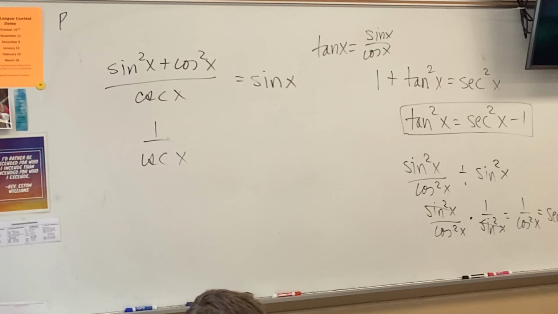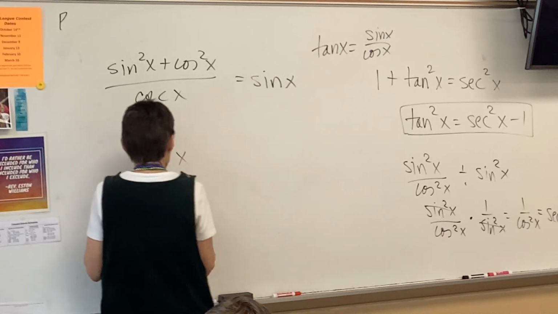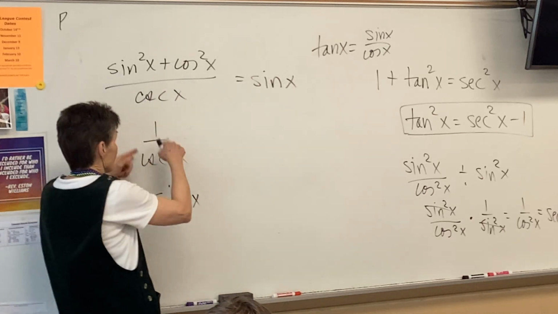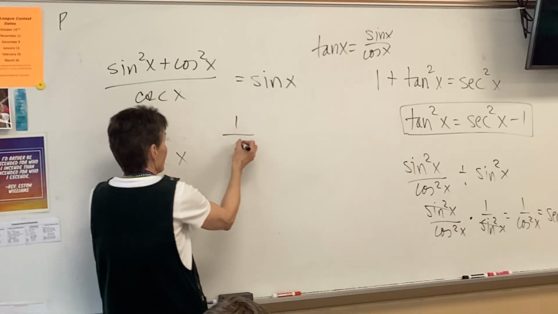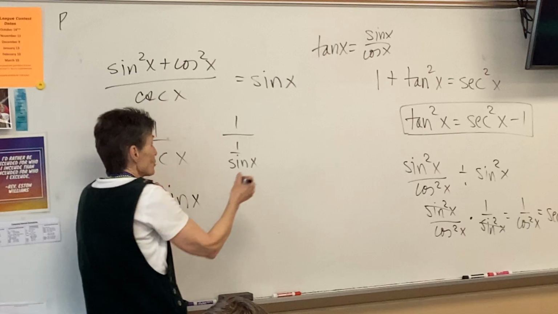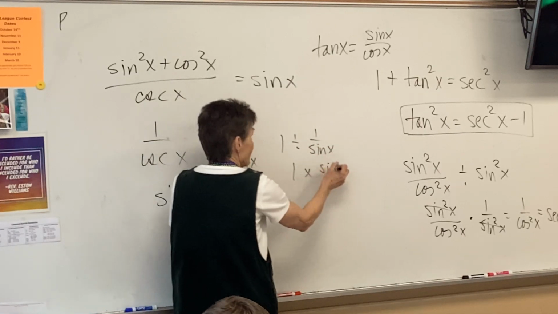What is the reciprocal function for cosecant? I just told you right on the paper. 1 over sine is cosecant. So 1 over cosecant is sine. So this is sine x. You don't need to write this down, but this is 1 over sine. So you have 1 divided by 1 over sine. Isn't that 1 times sine over 1?